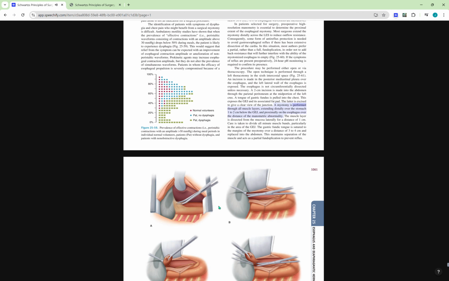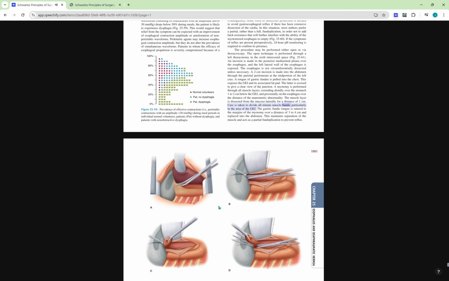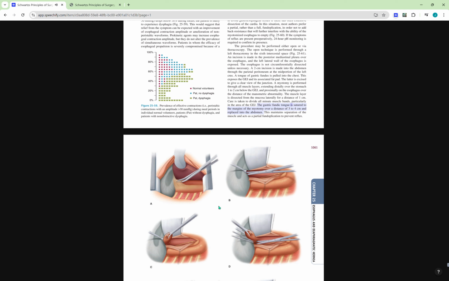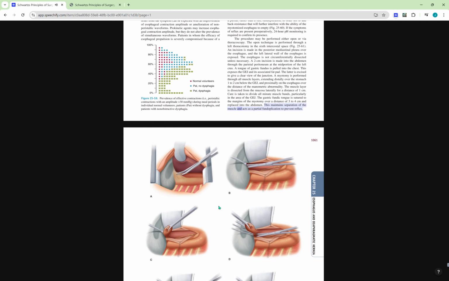A myotomy is performed through all muscle layers, extending distally over the stomach 1 to 2 centimeters below the GEJ and proximally on the esophagus over the distance of the manometric abnormality. The muscle layer is dissected from the mucosa laterally for a distance of 1 centimeter. Care is taken to divide all minute muscle bands, particularly in the area of the GEJ. The gastric fundic tongue is sutured to the margins of the myotomy over a distance of 3 to 4 centimeters and replaced into the abdomen. This maintains separation of the muscle and acts as a partial fundoplication to prevent reflux.